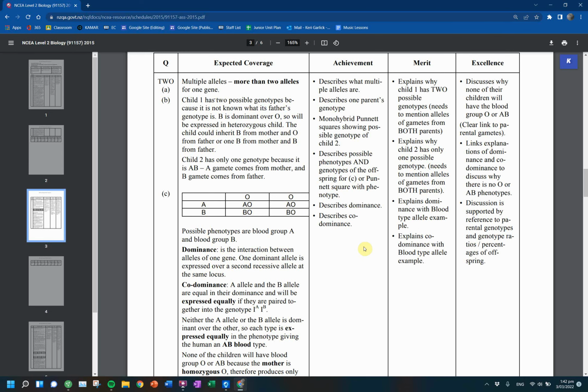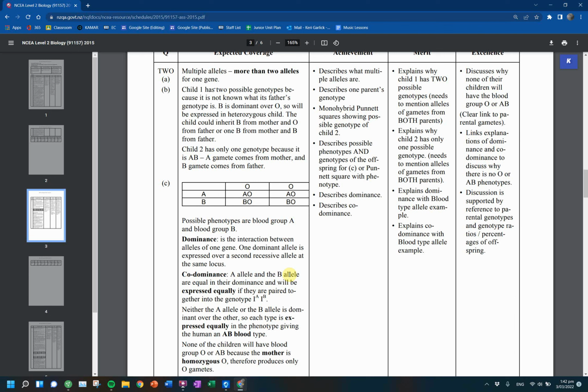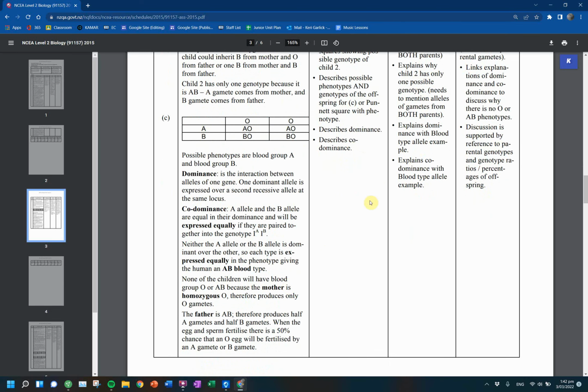So basically, the explanation bit is the one dominant allele is expressed over the second allele, equally expressed. So it's just giving the reasons to why, and make sure you're linking it back into the blood type. So now I can explain it better.